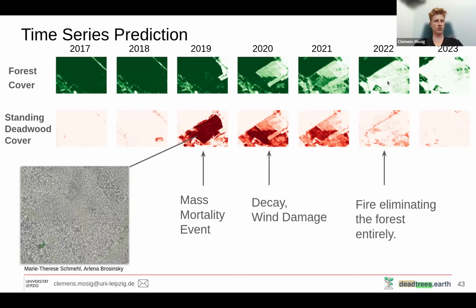Finally, here are some publications. They're not published yet. They're just under review, and the third one is in prep. The first publication is on the database itself, and the other one is on multi-scale mapping of standing deadwood and drone orthophotos. And the third one is what I've just shown, the mapping of standing deadwood in Sentinel-1 and 2 time series.